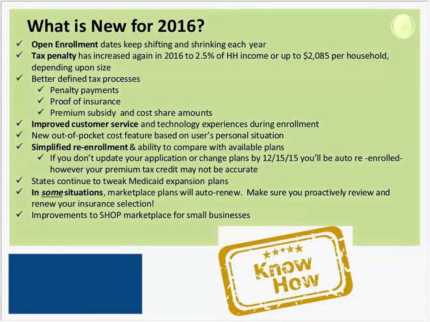There are some better defined tax processes this year around the penalty payments, proof of insurance, premium subsidy, and cost share amounts. That was not as well defined in the prior years, and we're seeing improvement in the reconciliation of those things this year. Healthcare.gov has launched some improved customer service and technology experiences. Their website has been greatly improved. There's a new out-of-pocket cost feature based on users' personal situation that's available on their website. They've tried to simplify re-enrollment and the ability to compare available plans.